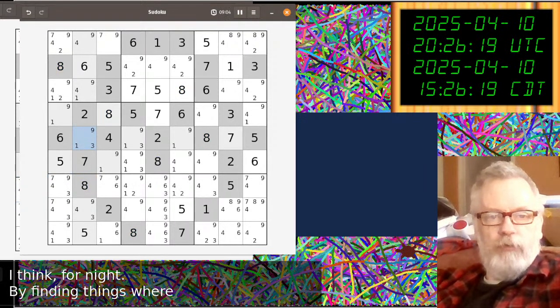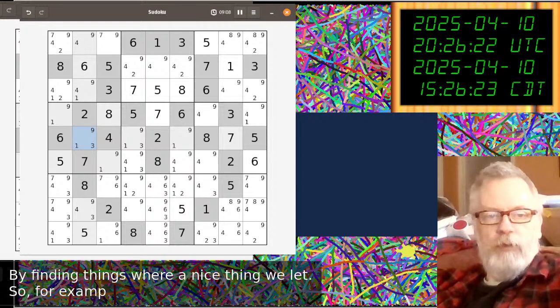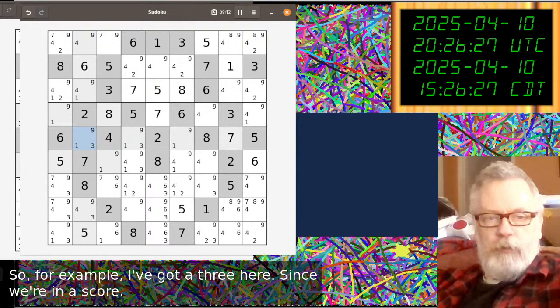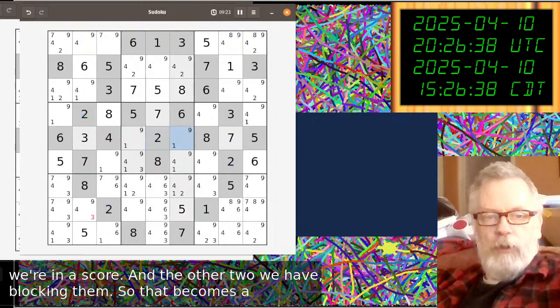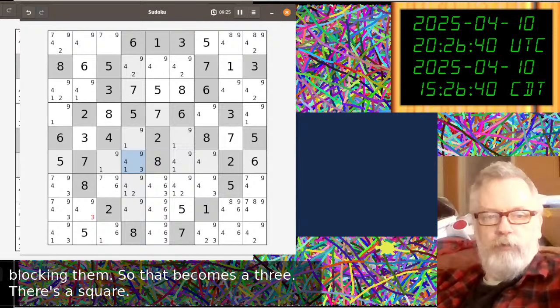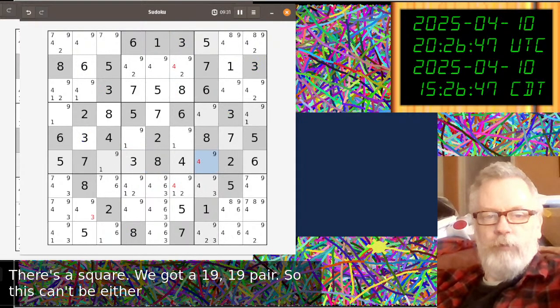So for example, I've got a 3 here. It's the only 3 in the square. And the other 2 do have 3s blocking them. So that becomes a 3. The other two cells in the square: got a 1, 9, 1, 9 pair, so this can't be either 1 or 9. Neither can that. This becomes a 4, and that a 3.